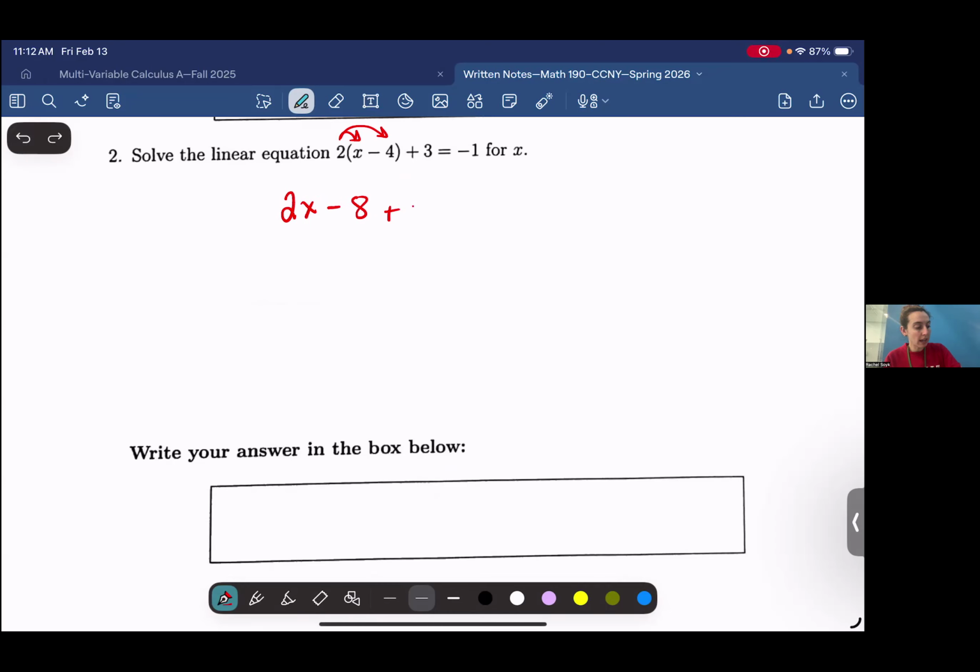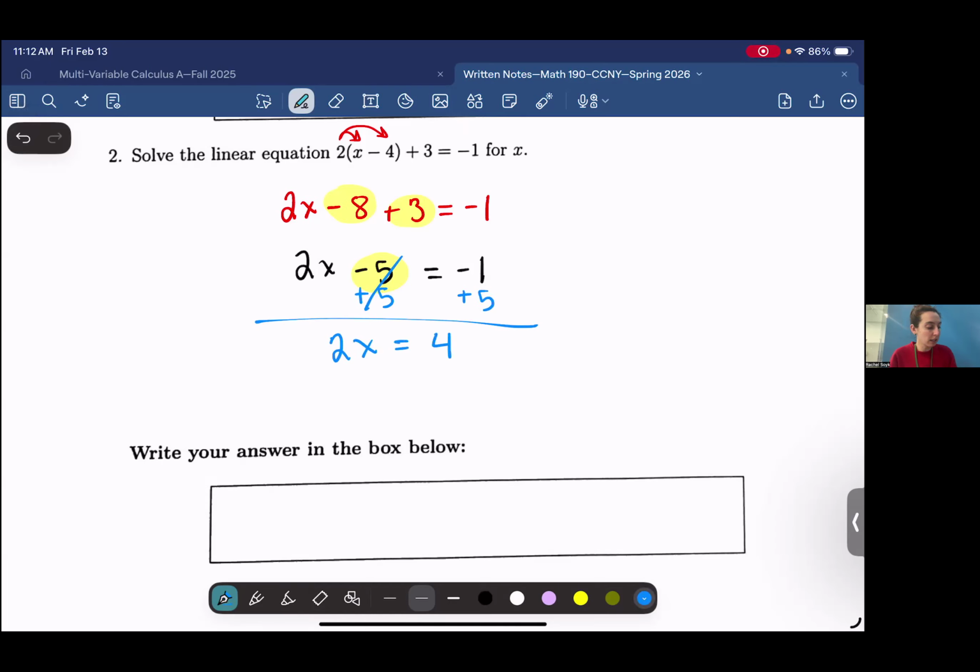Then I'm going to go ahead and combine some like terms. So I'm first going to combine -8 and +3 together, and that's going to give me a -5. So we have 2x minus 5 equals -1. And then I'm going to go ahead and add 5 to both sides. -1 plus 5 gives you a +4. So I get 2x is equal to +4.